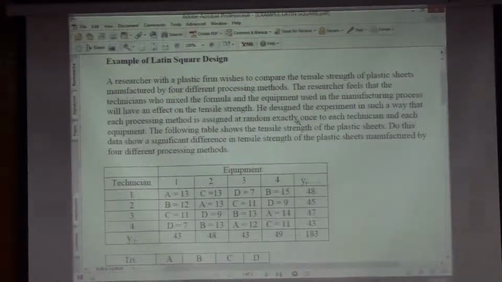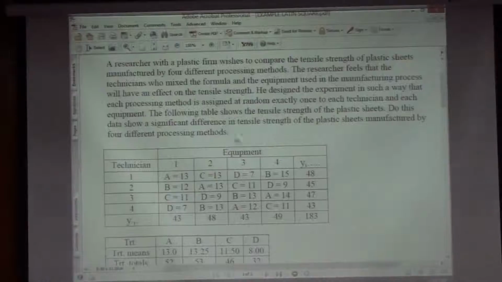The researcher designed the experiment in such a way that each processing method, that is each of the treatment, is assigned at random exactly once to each technician and each equipment. And the following table shows the tensile strength of the plastic sheet. What we want to know is whether this data show a significant difference in tensile strength of the plastic sheets manufactured by 4 different processing methods.